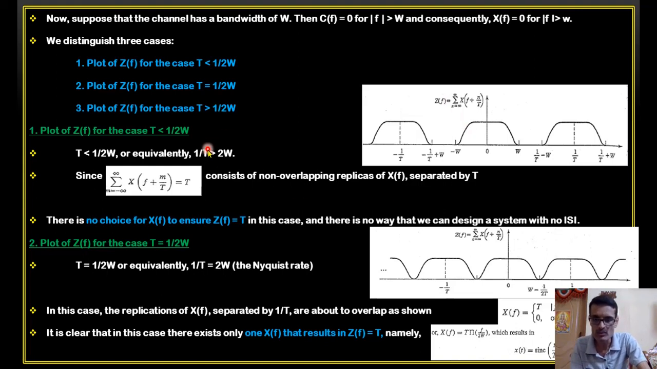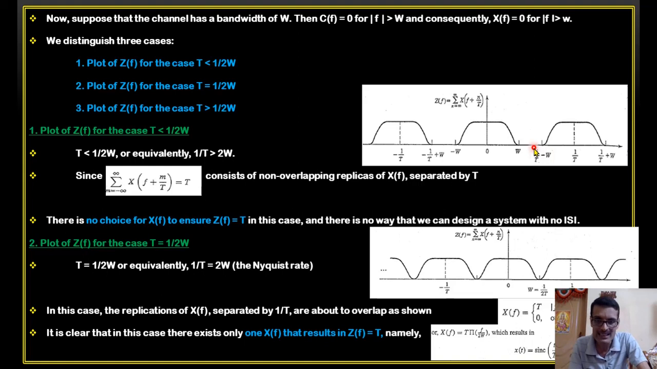When I substitute 1 by T more than 2W, just look at this. The tail of this spectrum is given by 1 by T minus W. All these things you have studied earlier: spectrums, sampling theorem and all. Anyway, this is the W tail, and this is the 1 by T minus W tail.